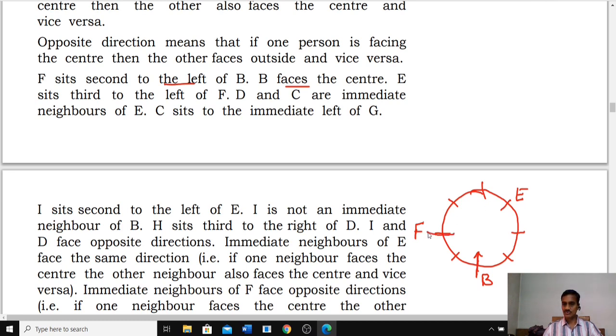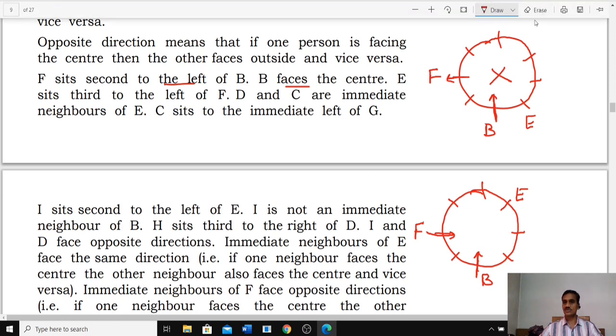Suppose F is facing towards the center. Then, with B adjacent, F will be away from the center. So how many possibilities do we have? Two different possibilities. Now B is here and B is facing towards the center. F is here, F is away. Then E will be here. B faces the center. E sits out to the left of F. D and C are immediate neighbors of E. It is invalid. Hence the first case is invalid.